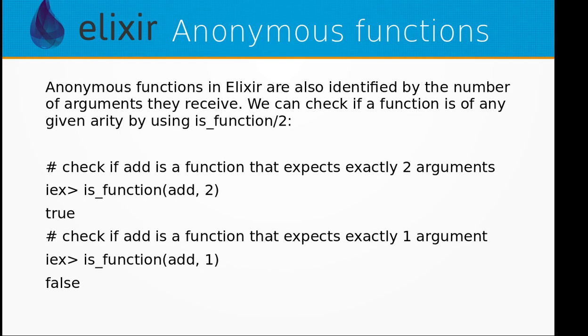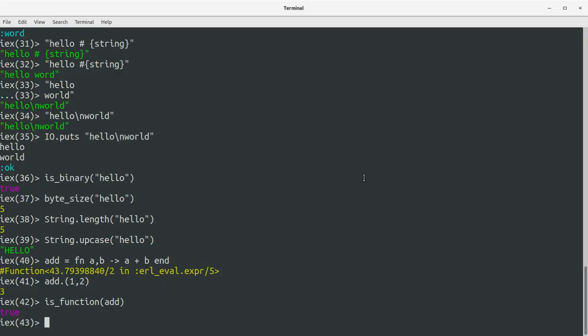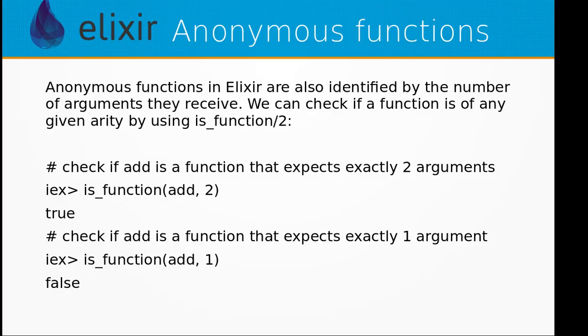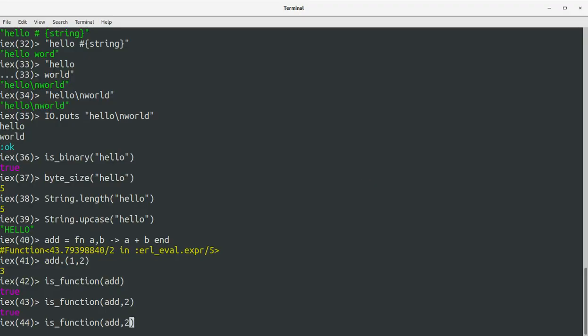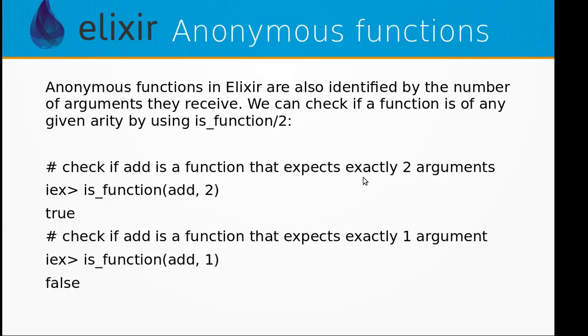Anonymous functions in Elixir are also identified by the number of arguments they receive. We can check if a function is of any given arity by using is_function/2. So let's check if the add function is expecting exactly 2 arguments. We can call is_function(add, 2). It gives us true. But if I pass in 1, it gives me false because the add function expects 2 parameters.